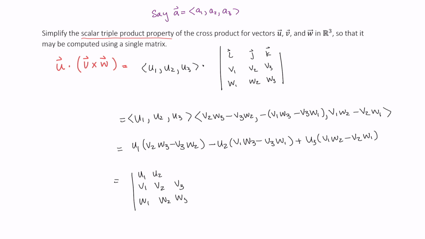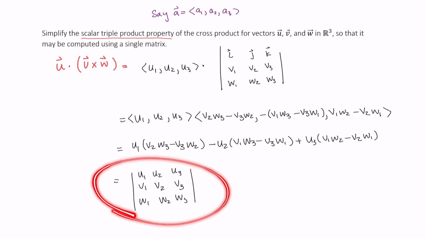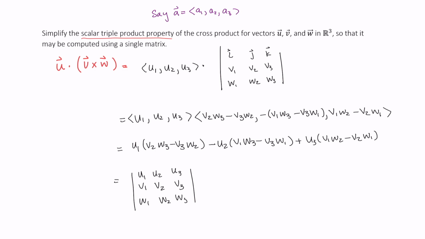Now finally, if we put u3 here, go ahead and cover the values below u3, and you see we have the product of v1w2 minus the product of v2w1. So when computing this triple scalar product property, you can use this single matrix. Please keep calm and math on.